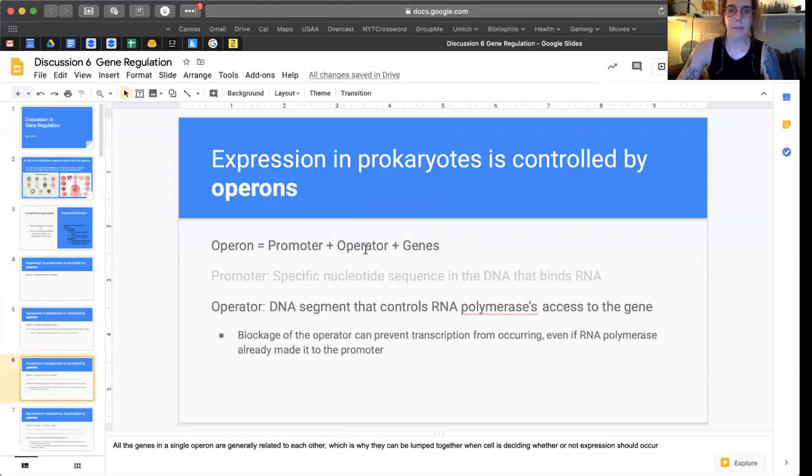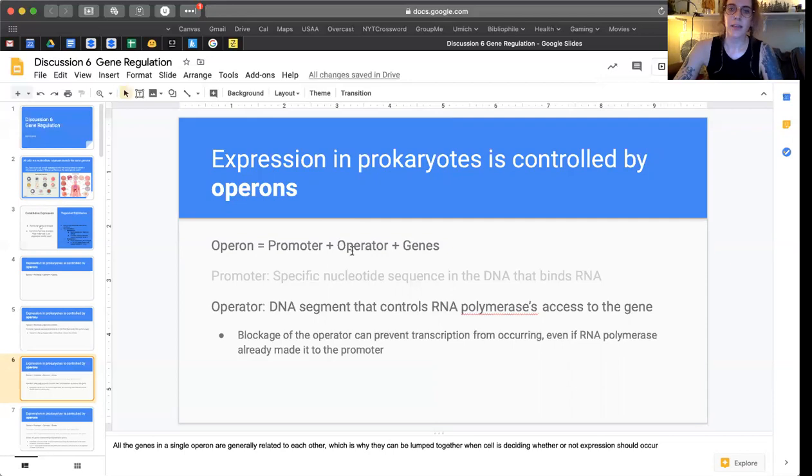The next thing, the operator, is more like a gatekeeper of the RNA polymerase. So under normal conditions, when the operator is available, not mutated, and functional, it's going to allow the RNA polymerase to move from the promoter to the operator and then down the DNA so that it can actually start transcribing.